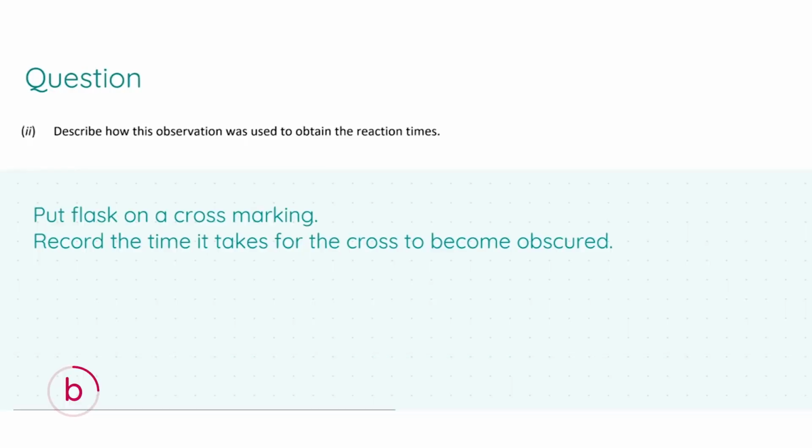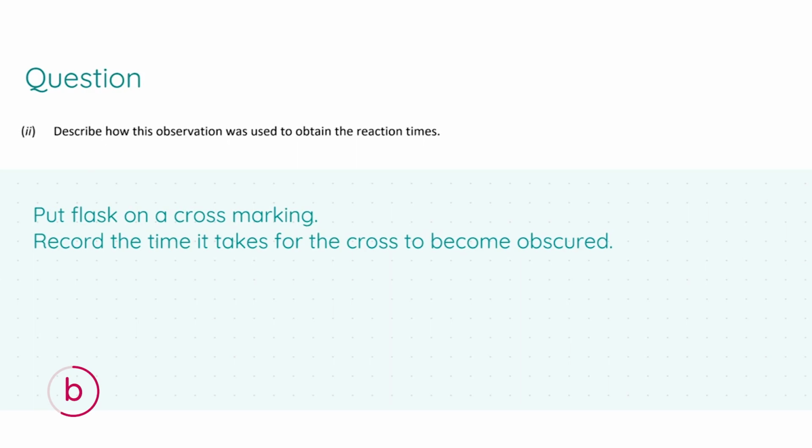So now the next part of this question asks us to describe how this observation was used to obtain the reaction times. The reaction times are the times that it takes for it to react at each different temperature. So they're basically asking how are you going to get different reaction times based off this observation. You might remember from doing it yourself, you probably had a laminated cross. This is what we did for my Leaving Cert anyway. We had laminated just a picture of a black cross and put it underneath the conical flask, and then we recorded the time it takes for the cross to be obscured.